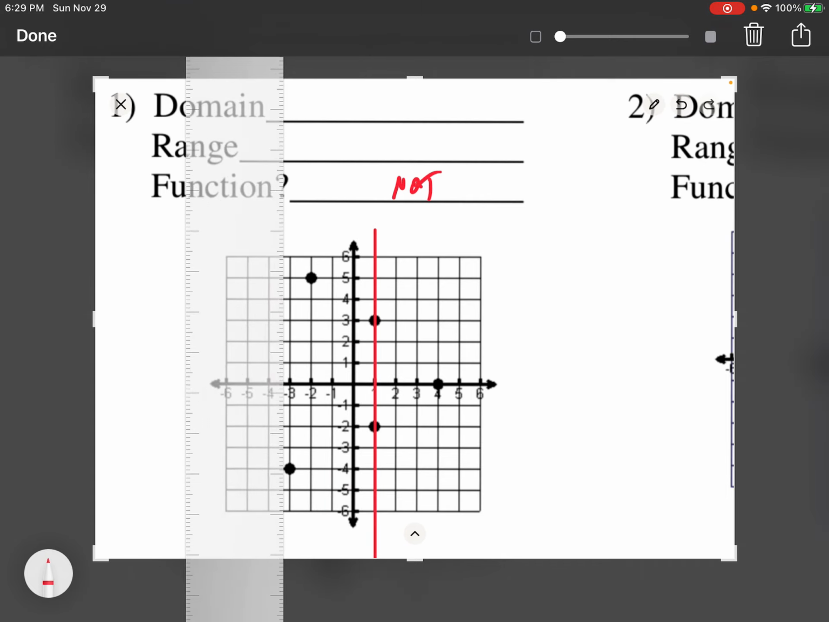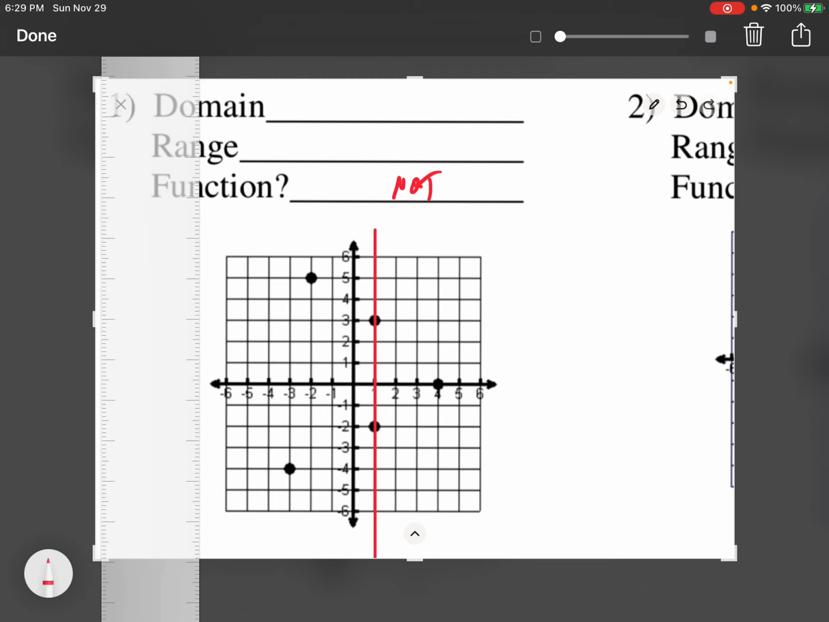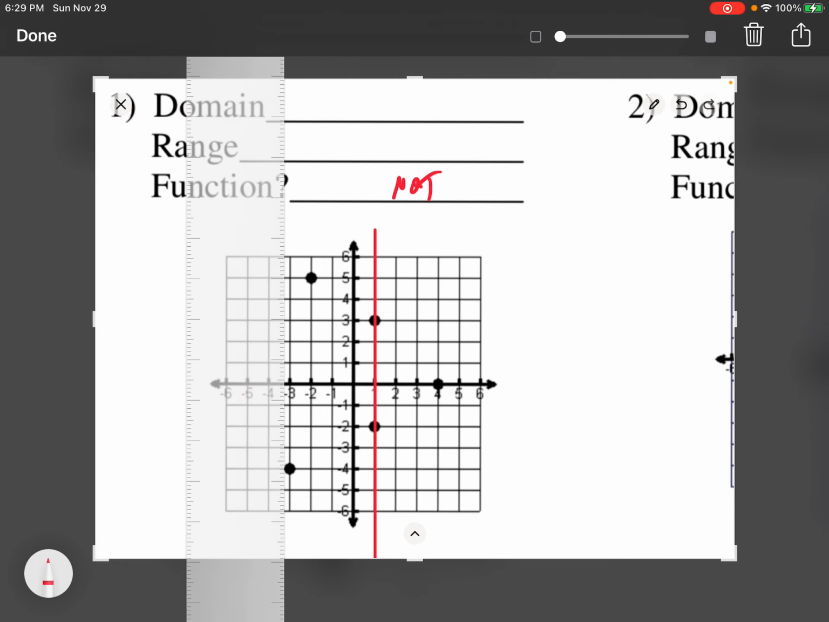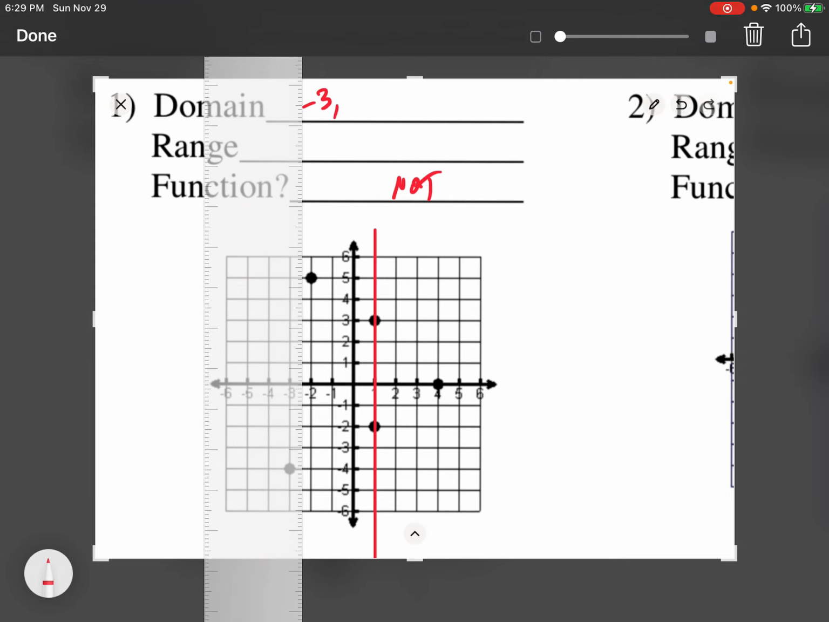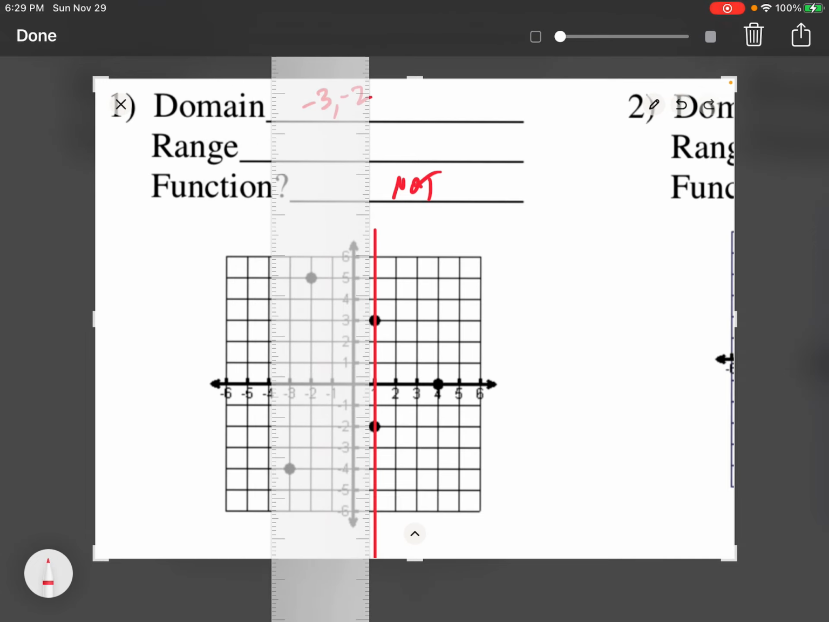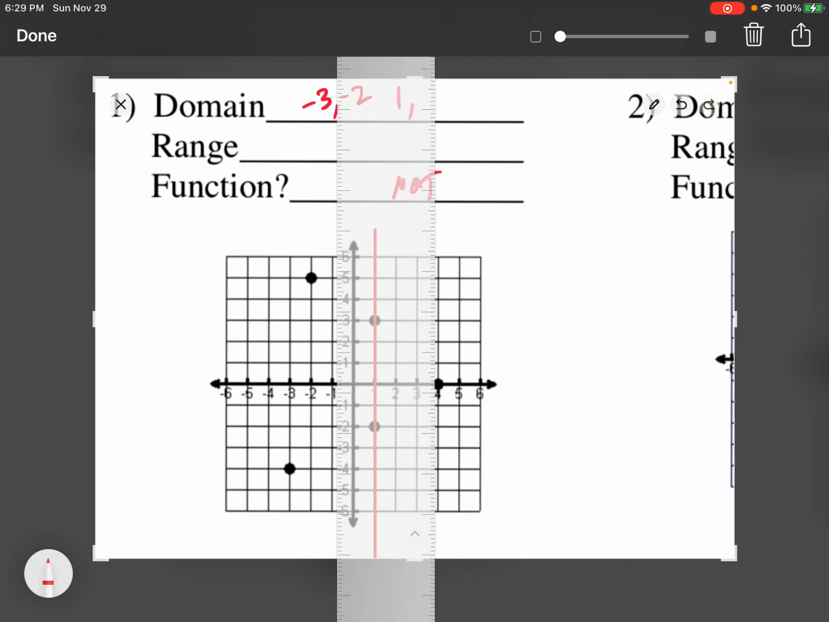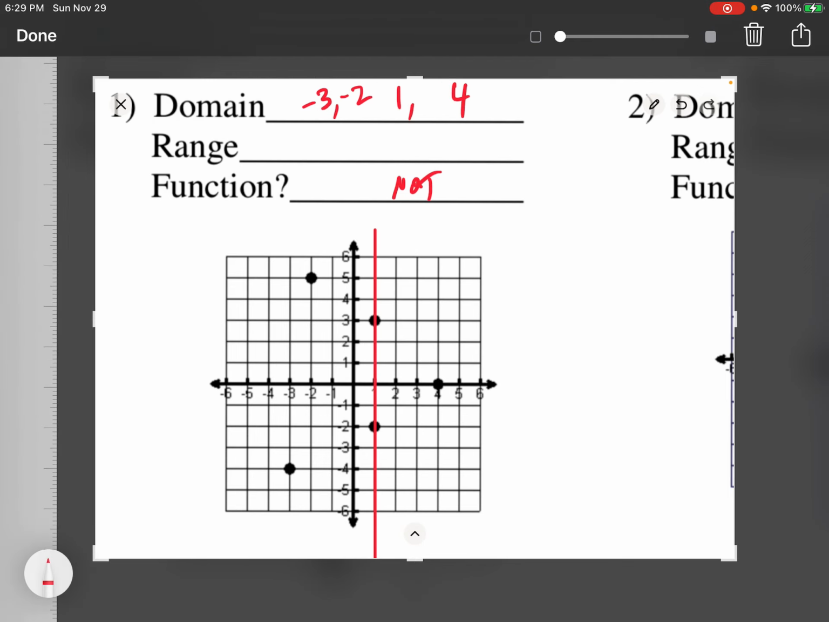Now, to find the domain, we're just going to start from the left, and at each point, we're going to write the x coordinates. So the first one is a negative 3. The next one is going to be a negative 2. The next one is 1. And the final one is 4. So I would write 4 here. And let me get rid of this. I forgot. And so I would use brackets to indicate that all of those points are in my domain.